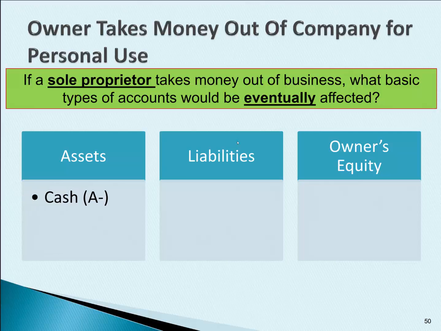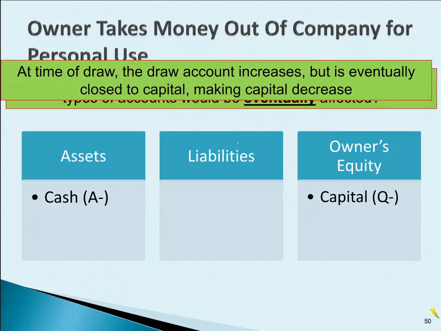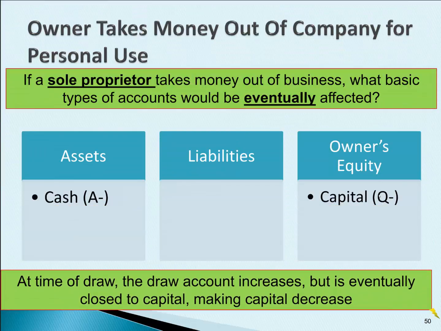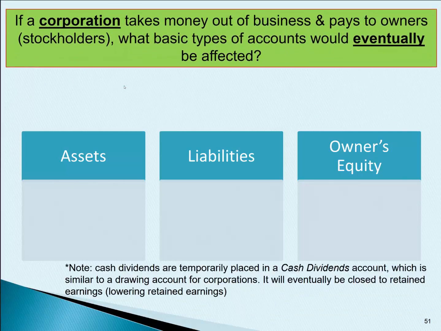Well, cash, of course, an asset, is going down. And then the capital account, an equity account, that's what the Q stands for, is also going down. At the time of the draw, the draw account is technically increasing, but it's eventually closed to capital. That's why I say up here what types of accounts would eventually be affected. So cash decreases and equity in the form of capital for a sole proprietor decreases. Well, now let's look at the same situation but for a corporation.